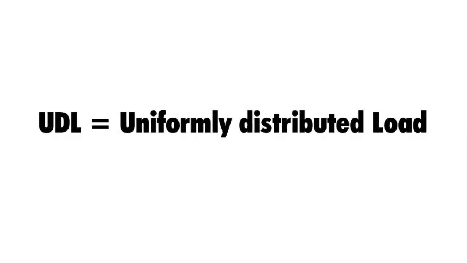In summary, a UDL, or uniformly distributed load, is a load of a mass that is uniformly distributed along one axis. Because it's a force that is distributed along one length, then it has a unit of newtons per meter.